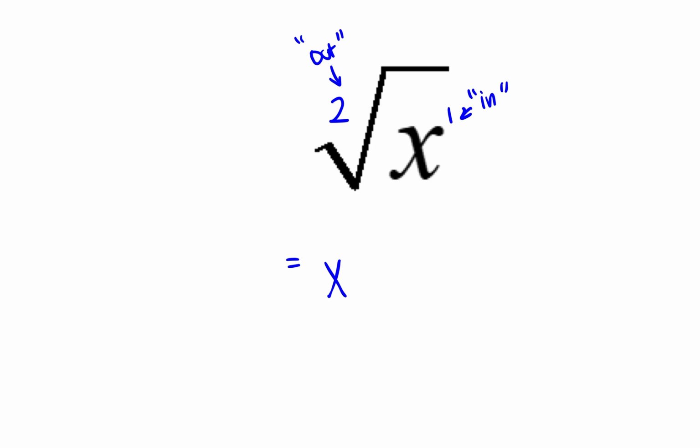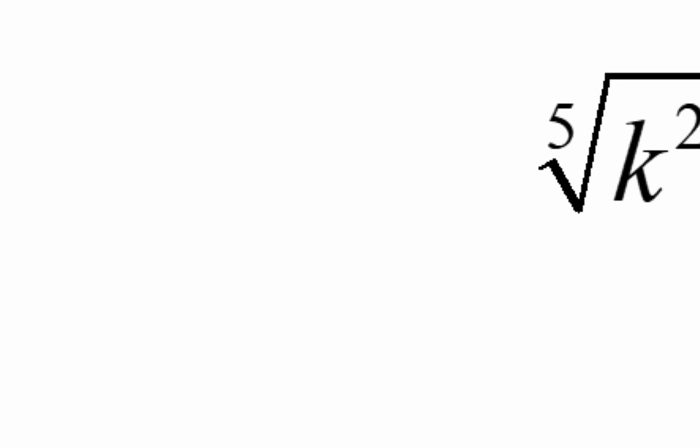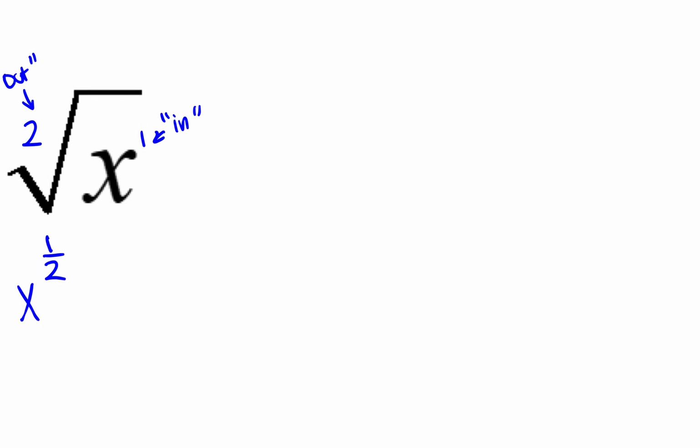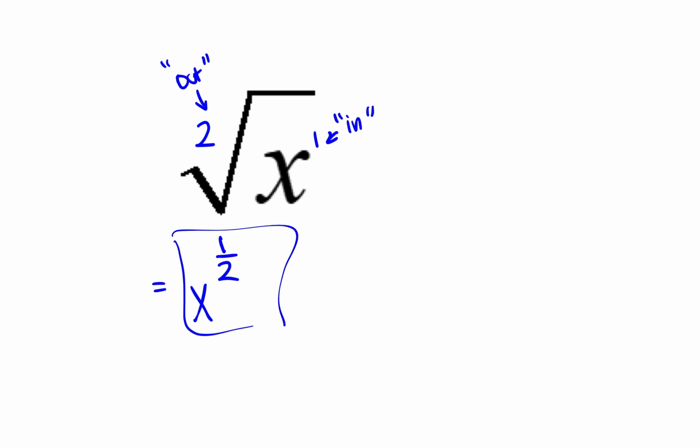So based on that, I have x to the 1 over 2. From there, for this one, I have the 5th root of k to the 2nd power. So again, this is my in. That's my out. So top in, bottom out. This is going to be converted to be k to the 2 over 5. And that's my final solution. Let's go ahead and box them in.